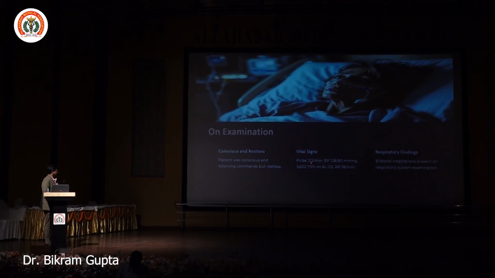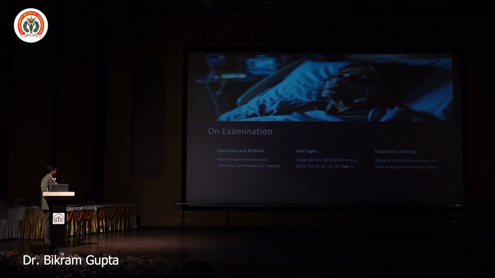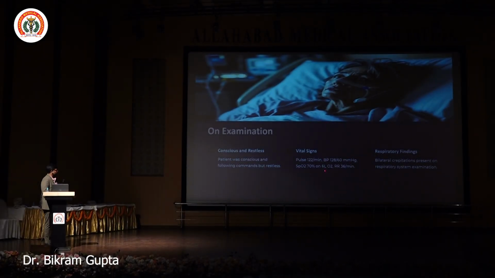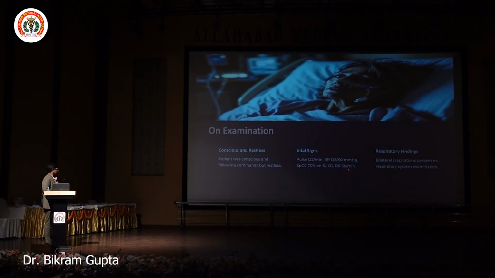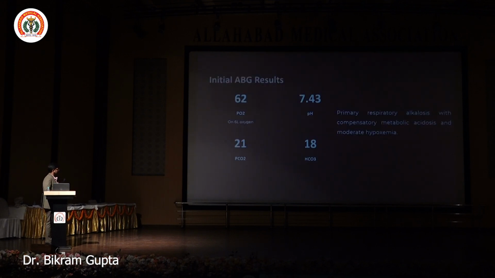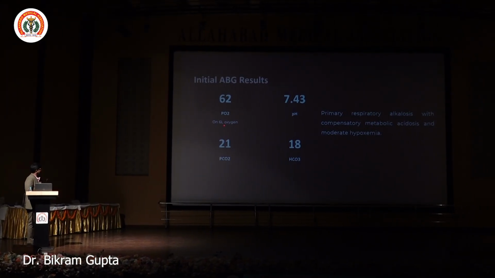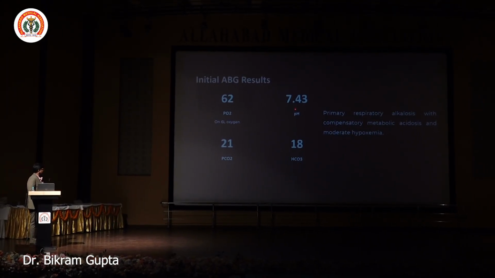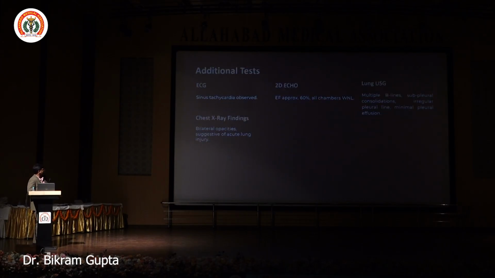Vital signs: pulse rate is 122, BP is 128/60, SpO2 is only 70% on 6 liters of oxygen, and respiratory rate is 36 per minute, tachypneic. On auscultation, bilateral crepitations are present. We did the ABG in the emergency. PO2 is 62 on 6 liters of oxygen, pH is 7.43, PCO2 is 21 because of the tachypnea, and bicarbonate is 18 because of compensation for the respiratory alkalosis. So the ABG diagnosis is primary respiratory alkalosis with compensatory metabolic acidosis and moderate hypoxemia.